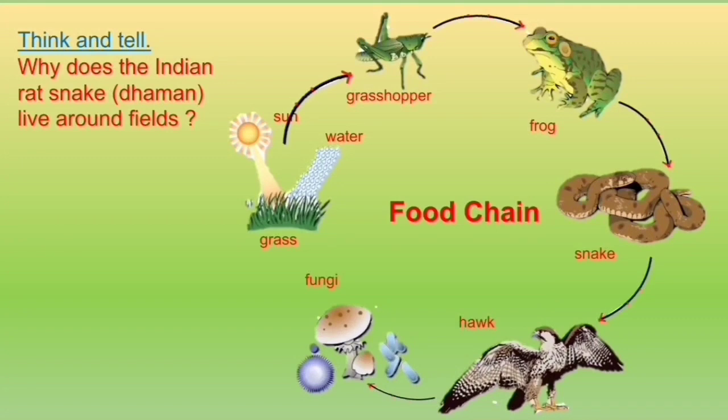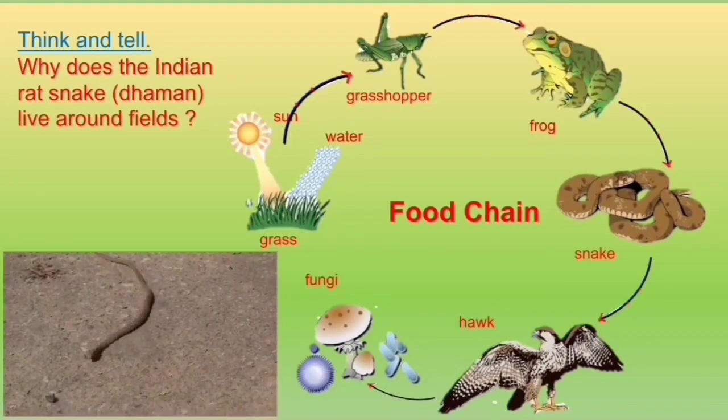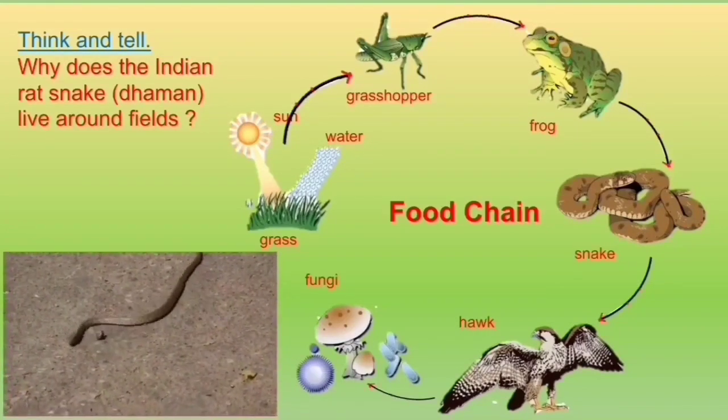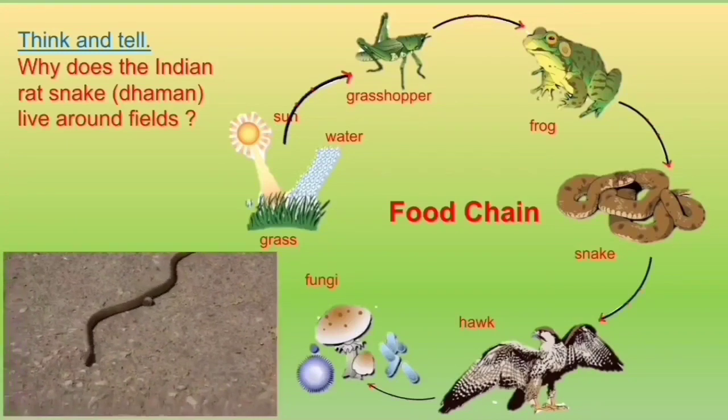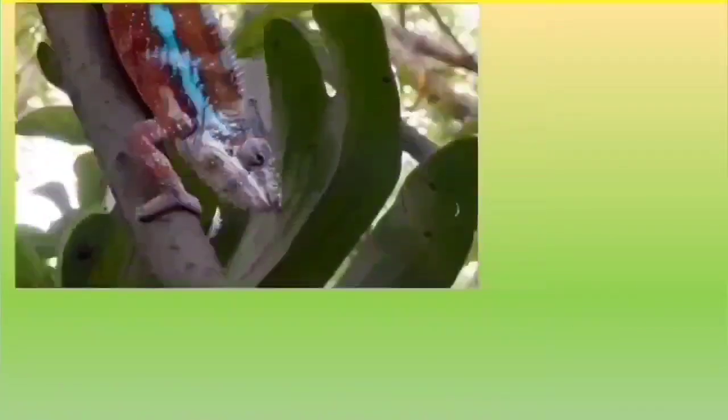Think and tell. Why does an Indian rat snake or the daman live around fields? In the earlier lesson, we have seen that rats are big enemies to crops. They destroy the crops. So the daman snakes live around fields and eat them up and thus protect the crops.